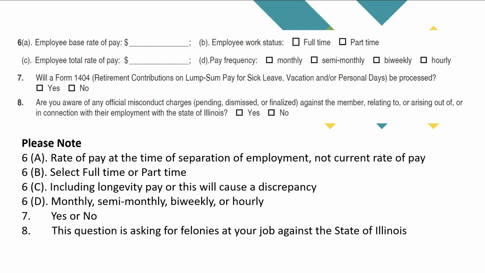Again, you're going to have employee base rate, type of employment, total rate, which would include any sort of additional pay this person's receiving, frequency of pay, if there's going to be a 1404 performed, and if there's any known information regarding official misconduct charges.